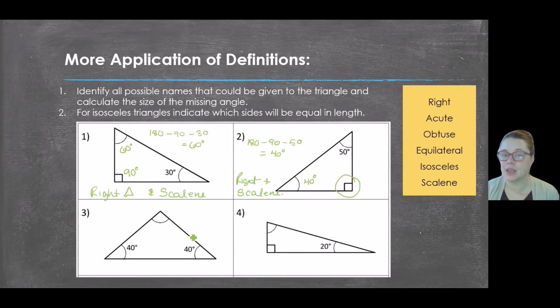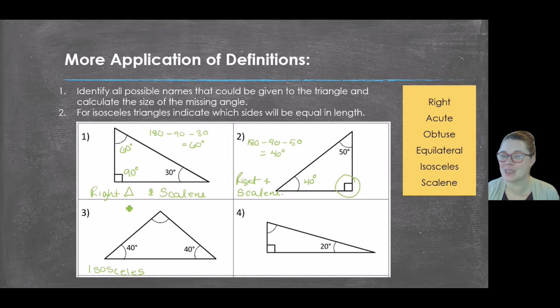Okay, now we move down to the bottom here. We have two angles that are the same. So as soon as you see two angles that are the same, we also know two sides will be the same length. This one is an isosceles. See if I can spell it. I-S-O-S-C-E-L-E-S. There's just too many S's and too many E's.